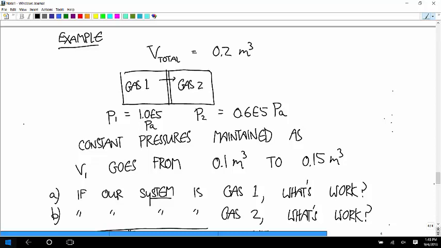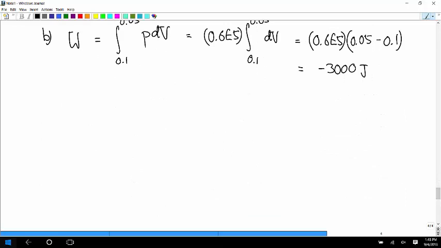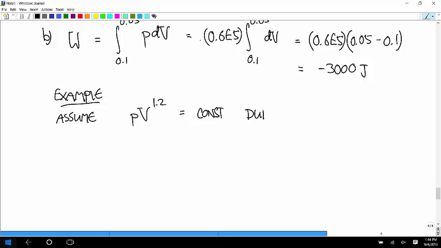Okay. Now what if you don't have constant pressure? Well, somehow or other, you need to be able to calculate the pressure as a function of volume. And so sometimes you can have experimental results that'll tell you what the relationship between pressure and volume are as a process occurs. So we're going to assume that the pressure times the volume to the 1.2 power is equal to a constant during this process.